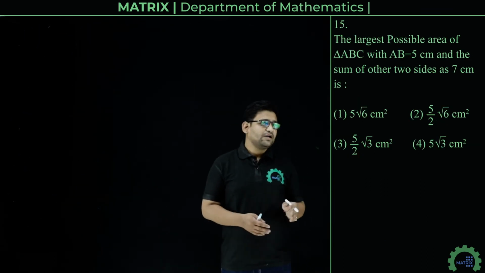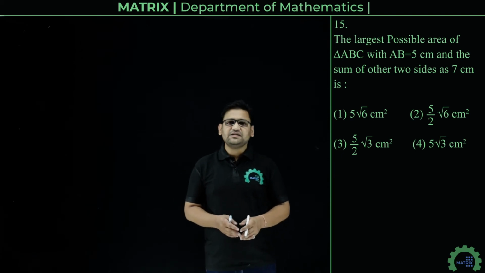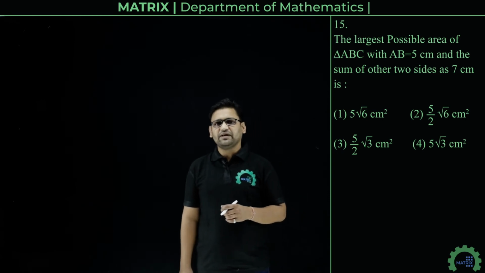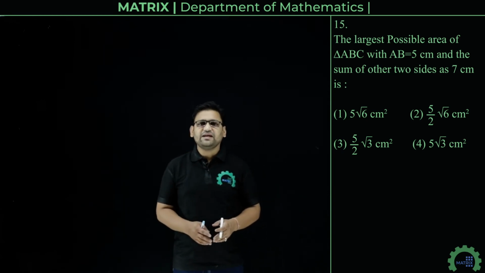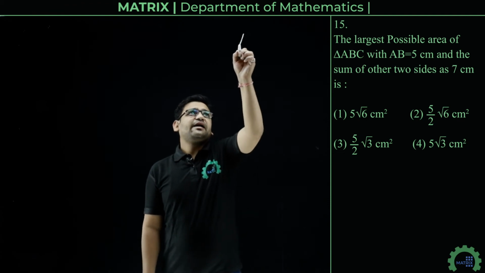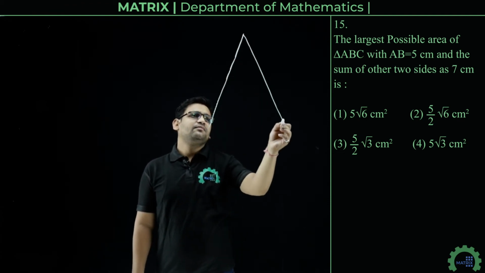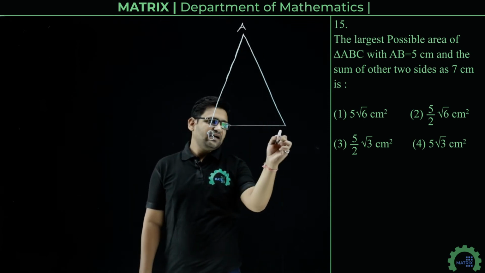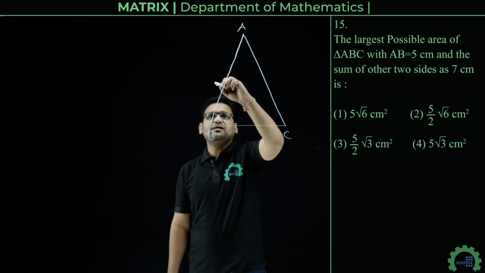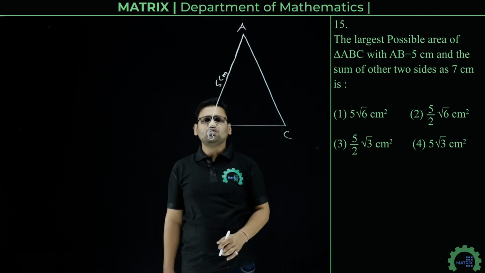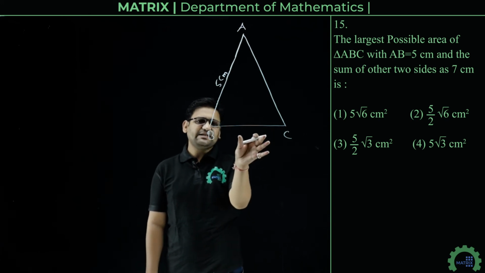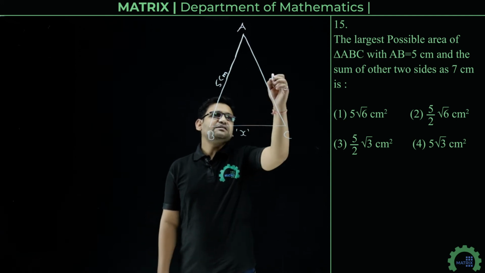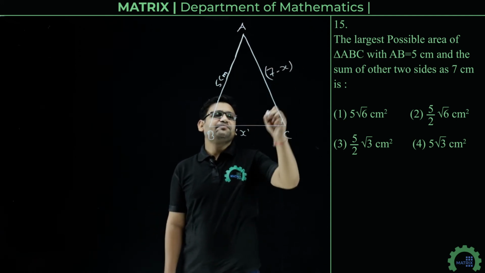Next question is: the largest possible area of triangle ABC with side AB equal to 5 cm and the sum of the other two sides as 7 cm. So we need to find the maximum area of the triangle. Let's say this is our triangle ABC, in which side length AB is 5 cm and the sum of the other two sides is 7 cm. Let the side length BC be x centimeter, so side length AC will be 7 minus x centimeter.